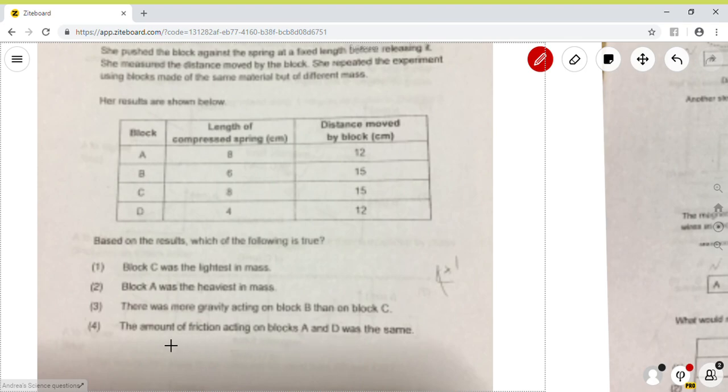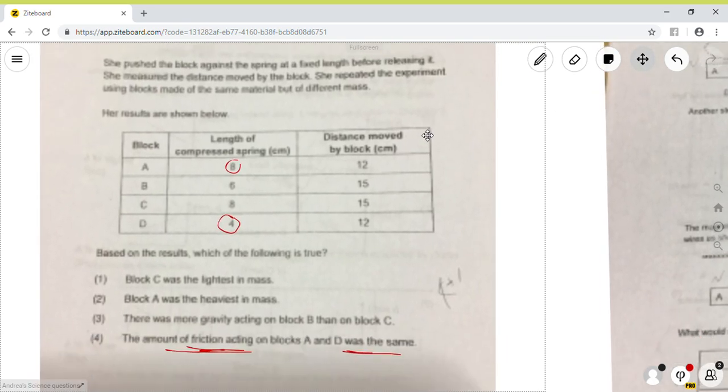Option 4 says the amount of friction was the same. But how can you tell that it's the same? A and D, because they move the same distance. Yeah, but the compression is different, right? You see here is 8, this is 4. This one is compressed more, this one compressed less. So the amount of force pushing the block is different. So you cannot say that the amount of friction is the same. Oh, because the force pushing the block is different.